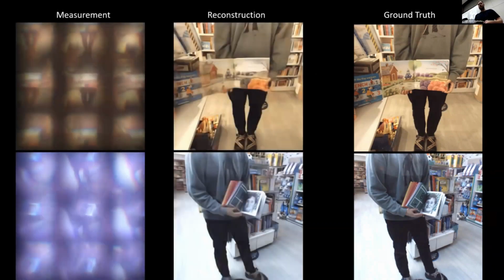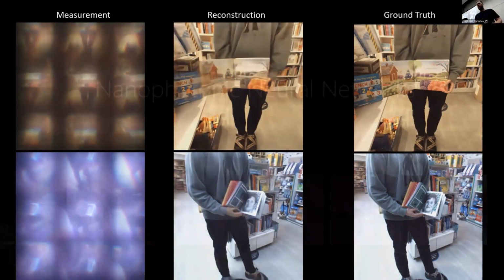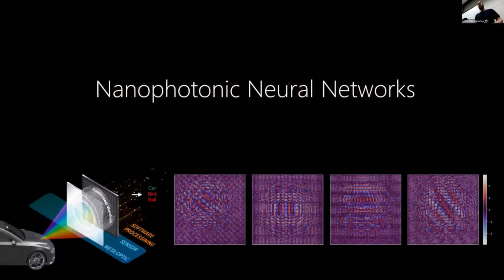So here's a scene captured with a ground truth reference camera, and here's the reconstruction and the measurement on the left side with this array camera. And you can see that although we have these aberrations, by stitching them together, we can actually do really, really well. So hopefully that convinces you that there's lots of juice in these meta-optics. All right, so next step.